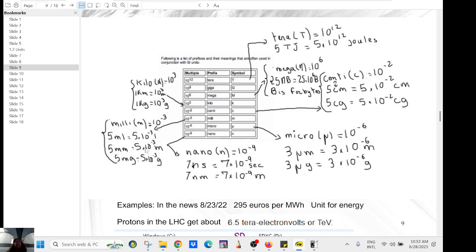Okay, for another example in chemistry, if you have 5 milliliters, milli stands for 10 to the negative 3. So that will be 5 times 10 to the negative 3 liters. 5 millimeters, 5 times 10 to the negative 3 meters. Okay, nano means 10 to the negative 9. So 1 billionth, which is 0.000000001.